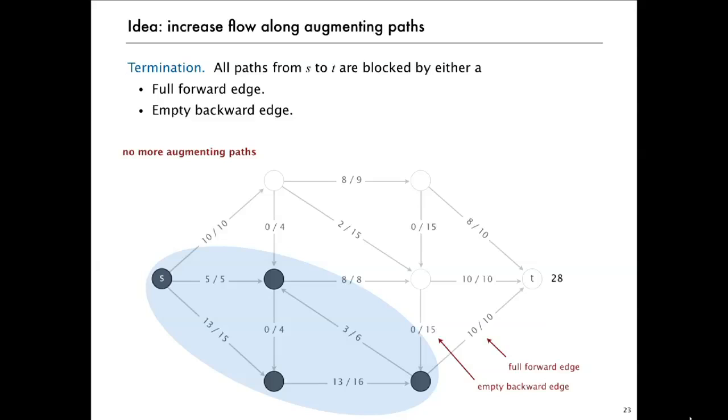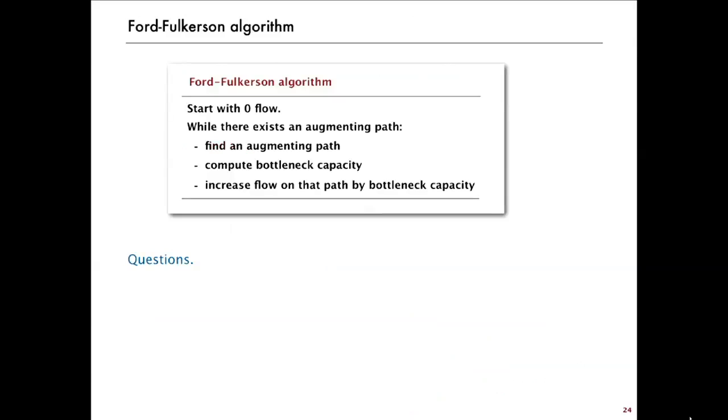The algorithm terminates when there's no way to find an augmenting path from S to T. And what does that mean? That means that every path from S to T contains either a full forward edge or an empty backward edge. We can't put more flow through a forward edge, and we can't remove flow from an empty backward edge. So when there's no more augmenting paths, the algorithm terminates. And so that's the algorithm.